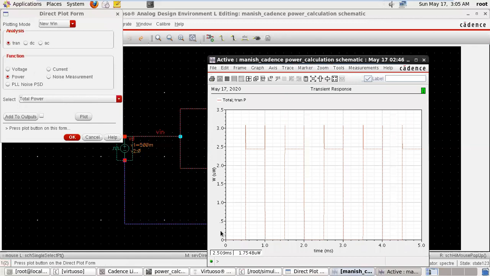This is representative because the transient voltage is varying, so each instant it is representing the total power. So this is the total power with respect to time.